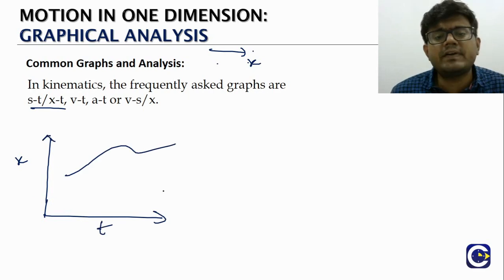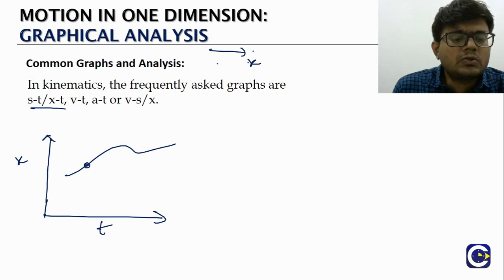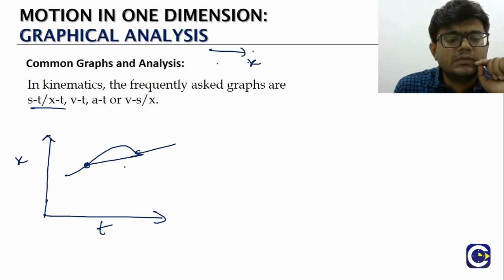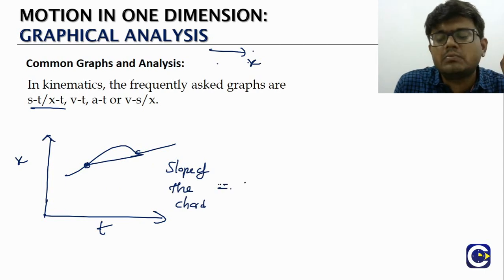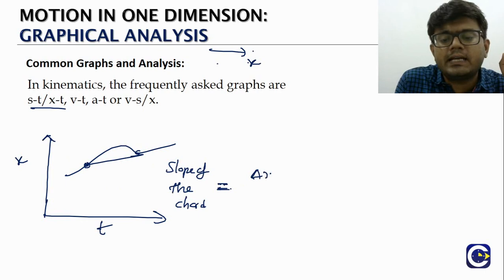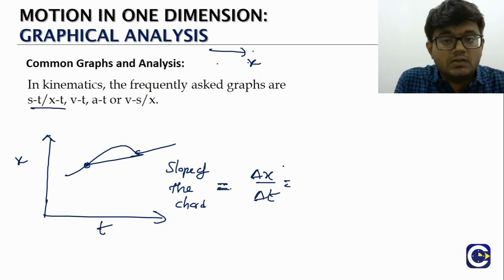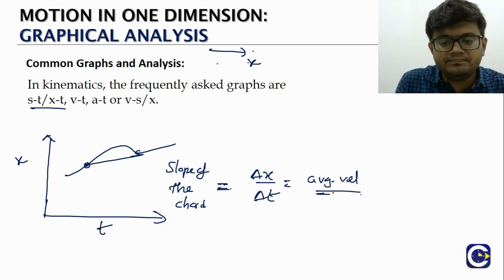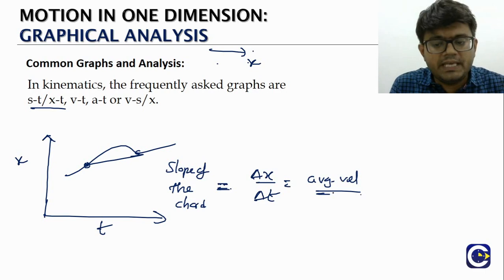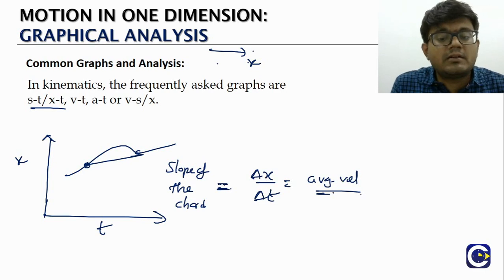Now this graph is given to us. If you mark 2 points and form a chord, what is the slope of the chord? Just now we discussed it, right? The slope of the chord is delta x by delta t. What is this? The overall change in position by the time taken. This gives us the average velocity.